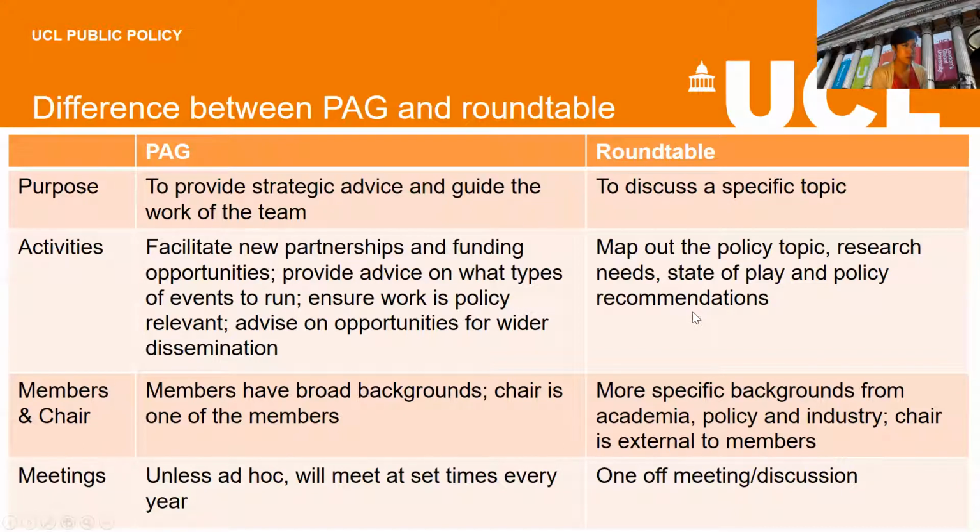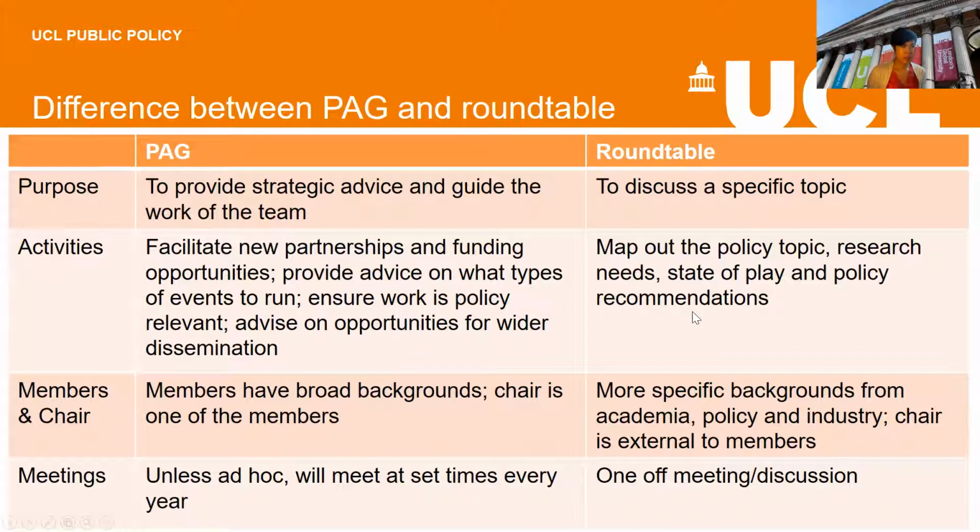Then the activities also differ. With an advisory group, they might be facilitating new partnerships and funding opportunities. They might say, here are 5 people that you should reach out to. They might have funding pods. They'll provide advice on what types of events to run, and might even help you coordinate these events. They ensure work is policy relevant and advise on opportunities for wider dissemination. Whereas with a roundtable, the goal is more to map out a policy topic, research needs, discuss the state of play, and make policy recommendations. So it's a lot more focused on a specific topic, whereas the advisory group is more about the overall running, function and organization of your project.